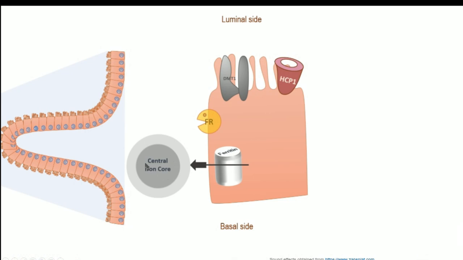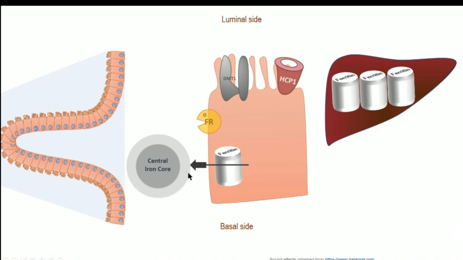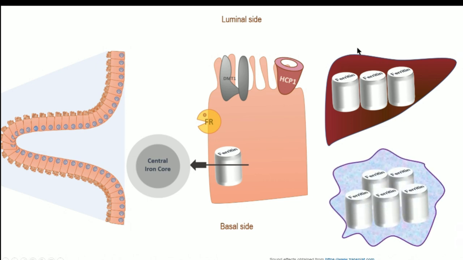Ferritin consists of a central iron core, and outside the iron core is the protein shell. This protein shell along with the iron core is ferritin. This ferritin is the storage form of iron, and it is normally present in hepatocytes as well as in the macrophages of bone marrow and spleen. Although ferritin is normally a cytosolic protein, a very small amount of ferritin is released from these macrophages into the blood.